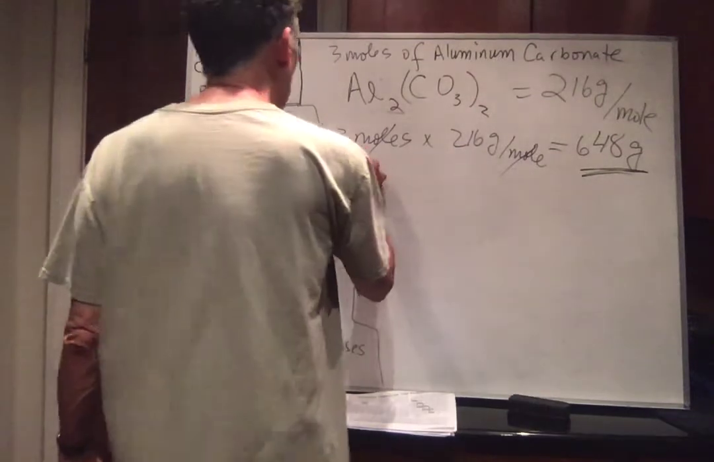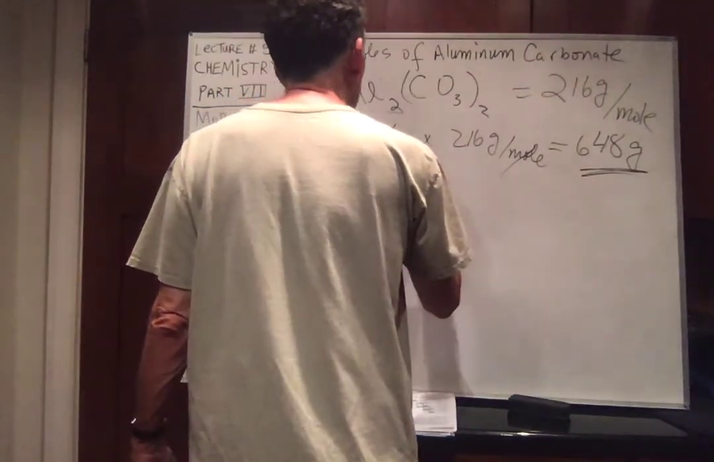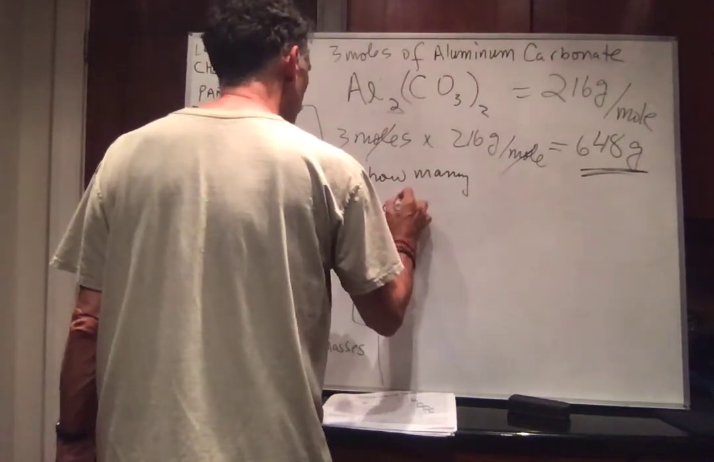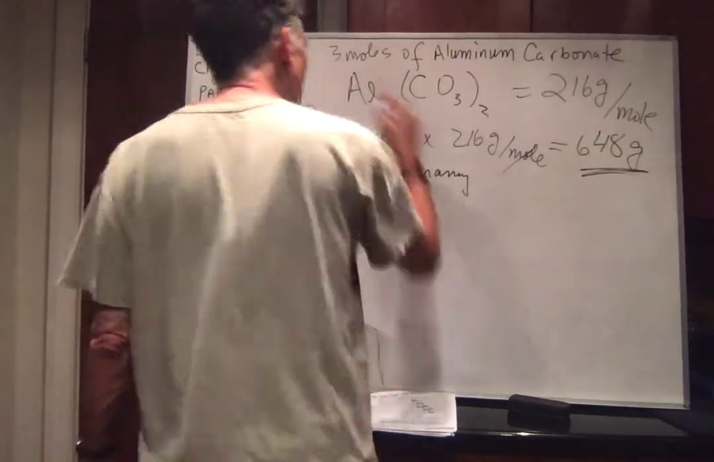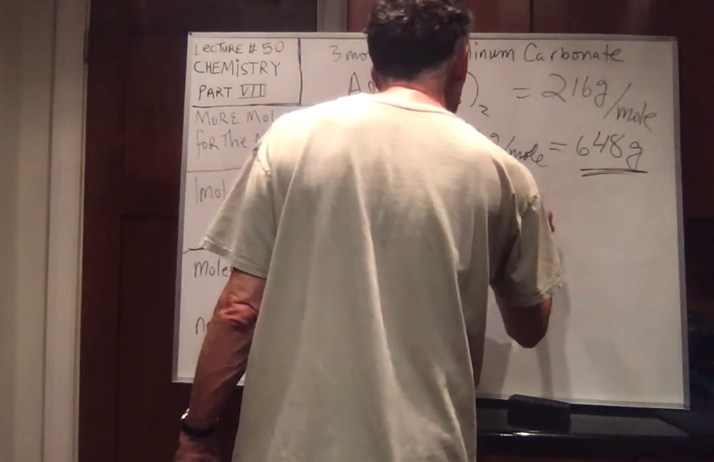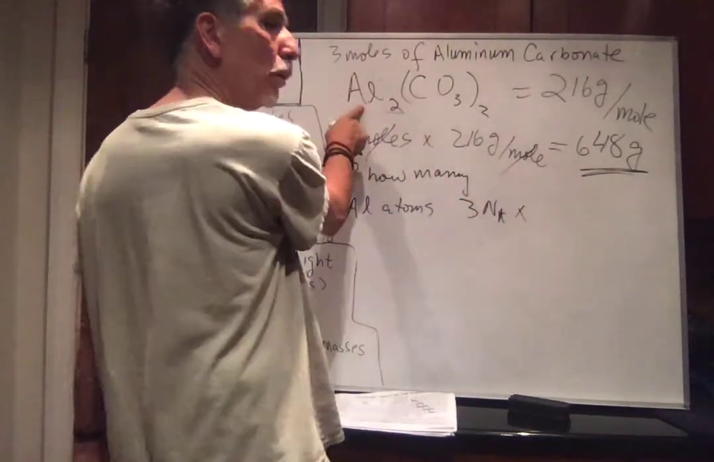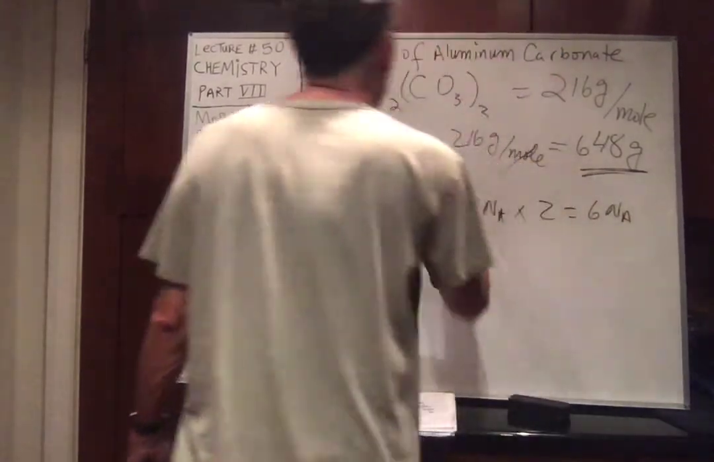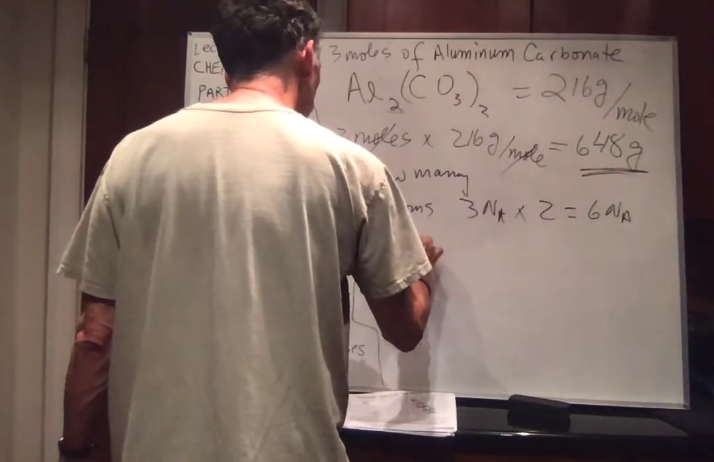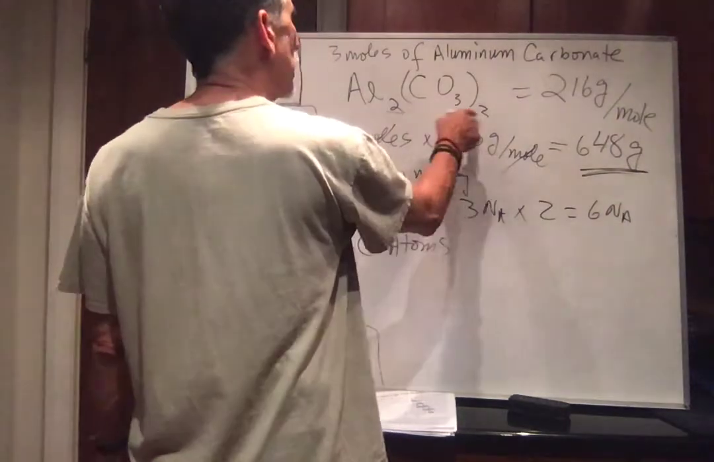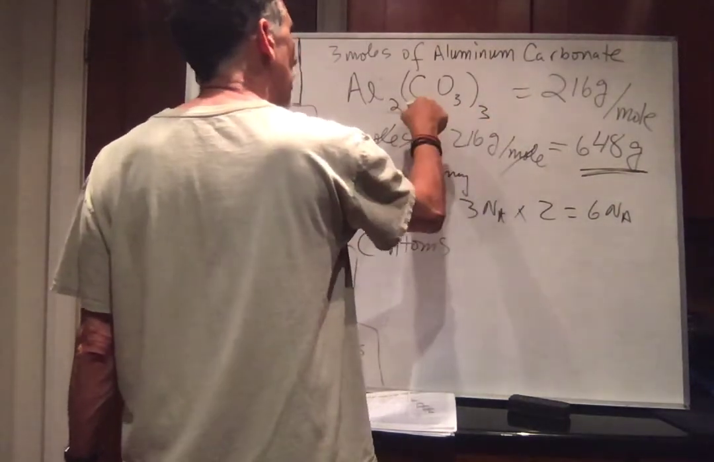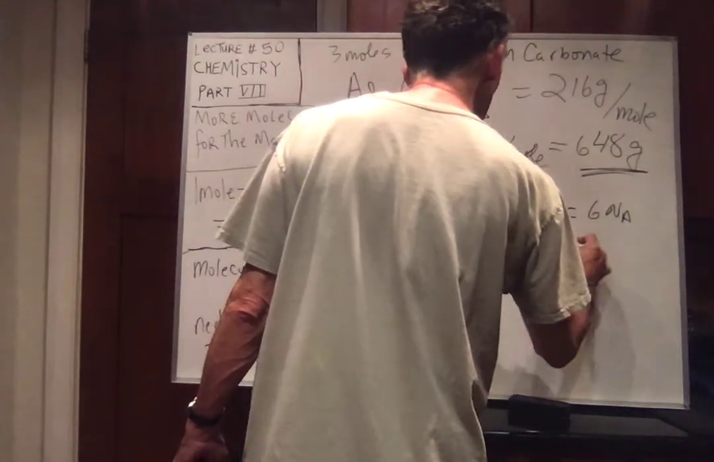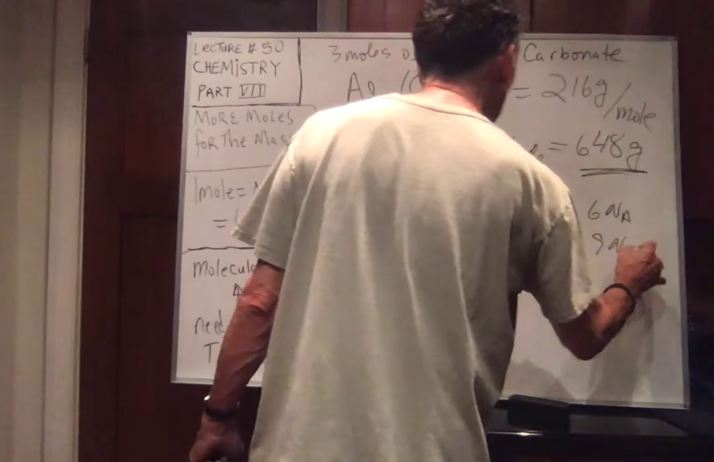Okay, so now again, I'll ask the question. How many Al atoms? Okay, so we have 3 Na times 2, because there's 2 aluminums in each molecule, equals 6 Na. What about C atoms? Well, we said there's 3 carbon atoms. So we have 3 Na times 3. So it's 9 Na. It's good.